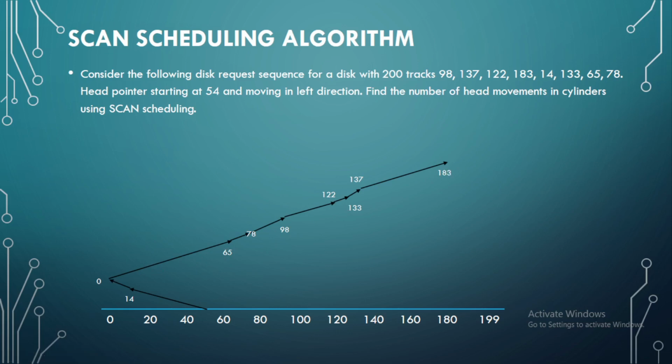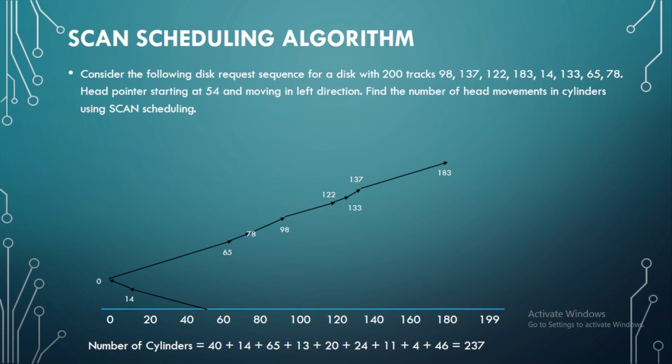Now we have to find the head movements here. From 54 to 14, 40. From 14 to 0, 14. From 0 to 65, 65. From 65 to 78, 13. From 78 to 98, 20. From 98 to 122, 24. From 122 to 133, 11. From 133 to 137, 4. From 137 to 183, 46. So the sum of all these numbers is equal to 237.